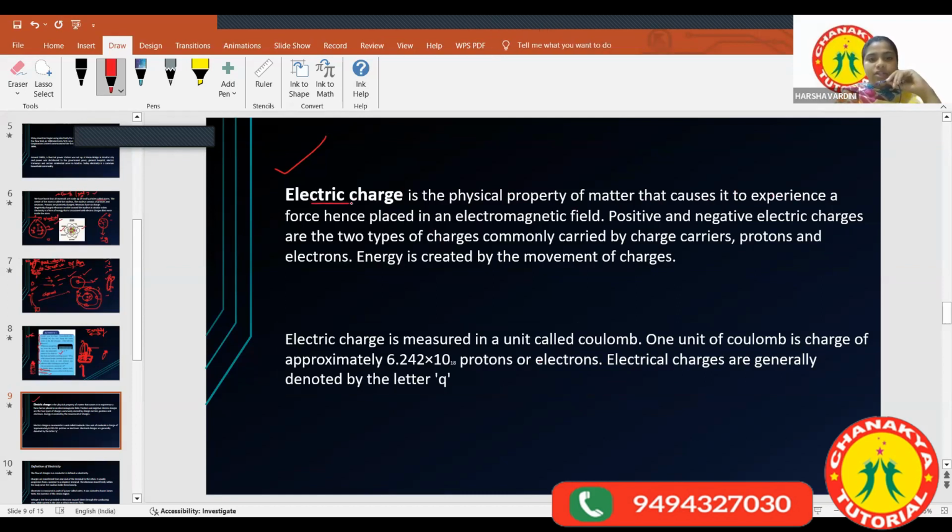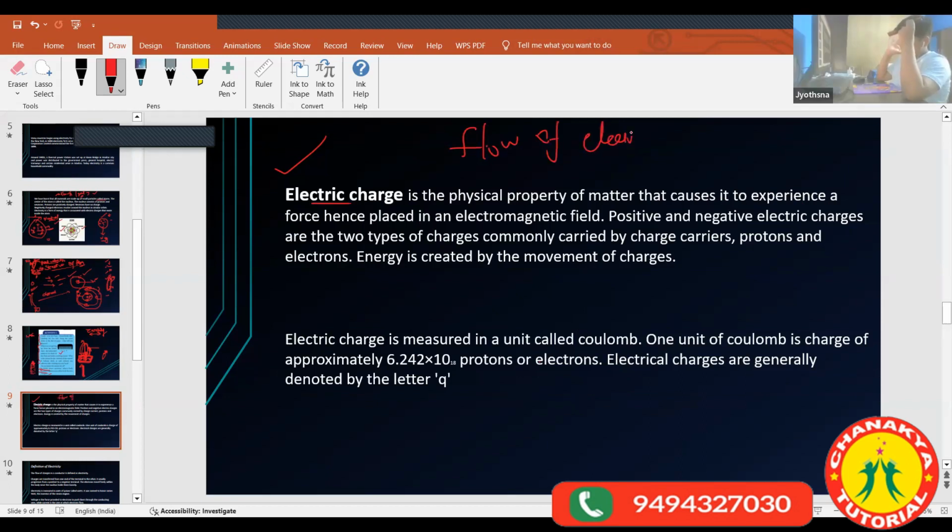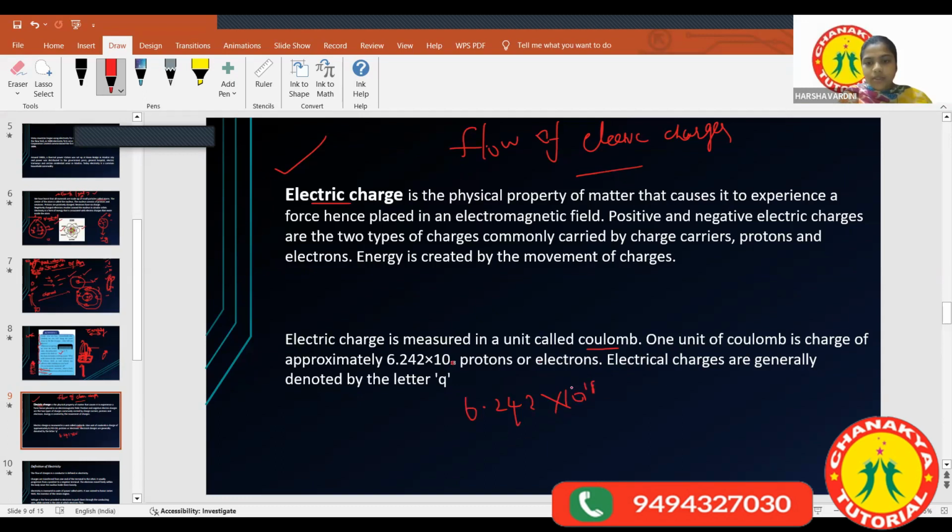Hence, electric charge. What is electric current? Flow of electric charges. Really? Flow of electric charges? Yes. Electric charge is measured in a unit called a coulomb. One coulomb is the charge of approximately 6.242 × 10^18 protons or electrons. Electrical charge is generally denoted by the letter Q.